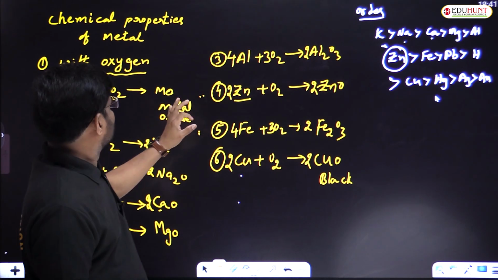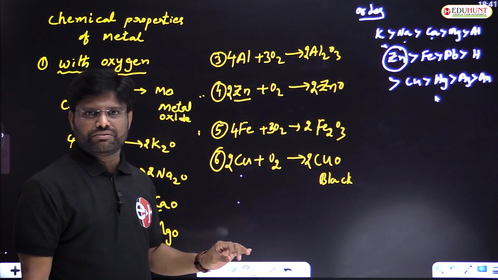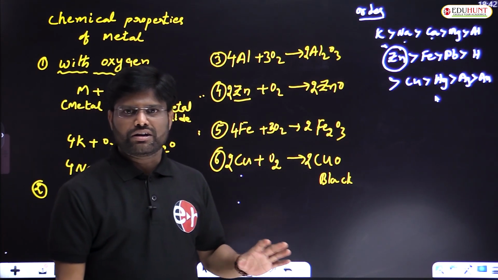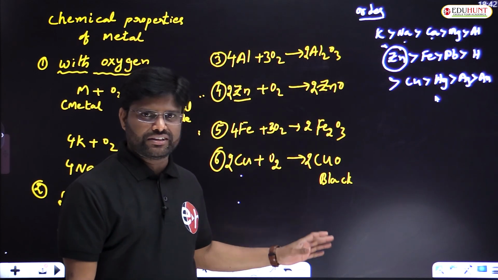Okay children, so the chemical properties of metals towards oxygen are completed. Let us see what is present in the material.